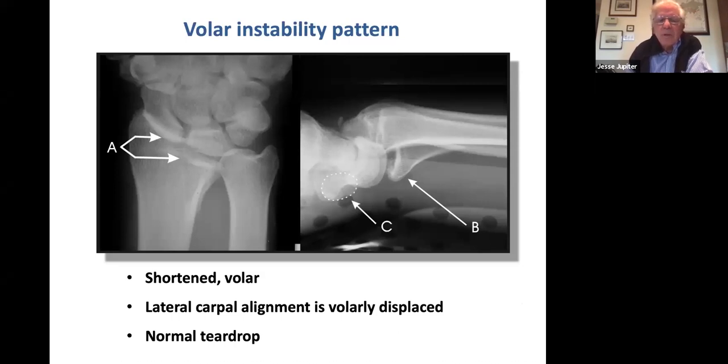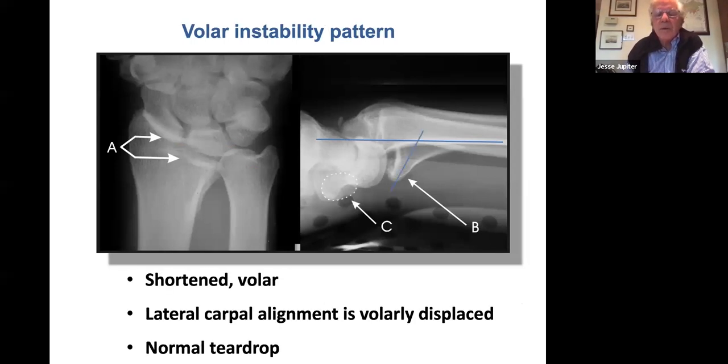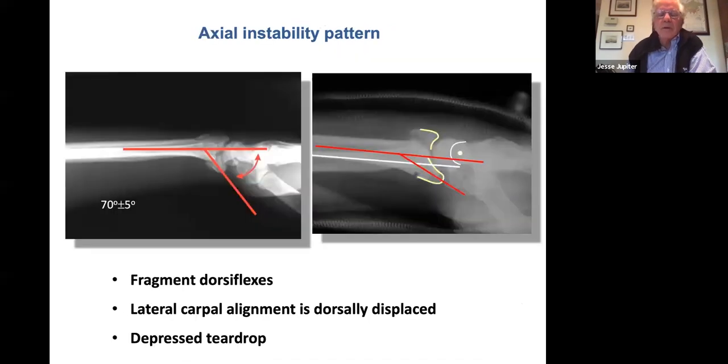And sometimes the lunate component is very distal, which means if you tried just a standard volar plate here, it may not support that so-called teardrop area. And we know that in this case, the carpus needs to be pushed back up to reconstruct a normal alignment. If you have an axial pattern, not a shearing, but an axial pattern, look what happens.